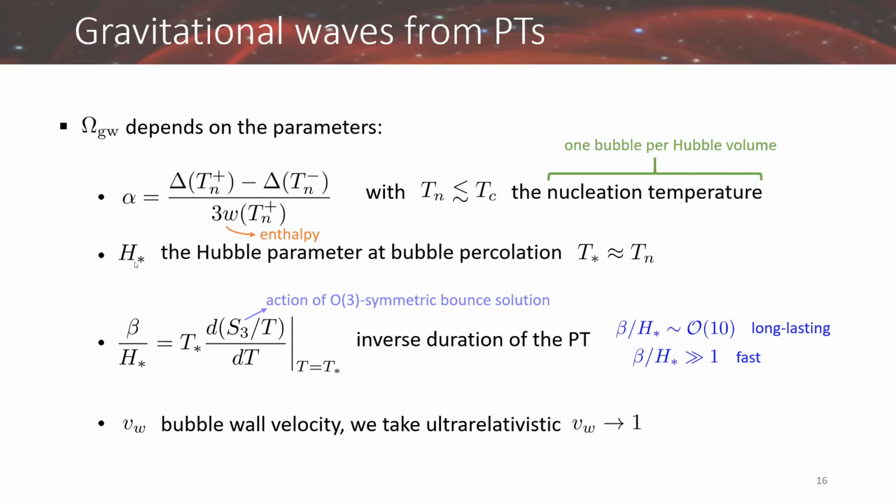Another factor that is important is the Hubble parameter at the time of bubble percolation, which for us is also very close to the nucleation temperature. So all these three temperatures are very similar for us.